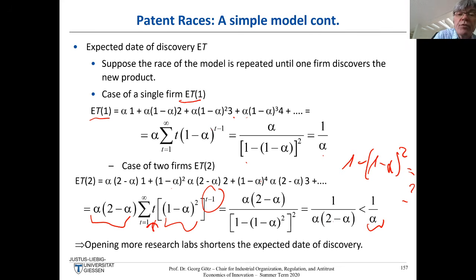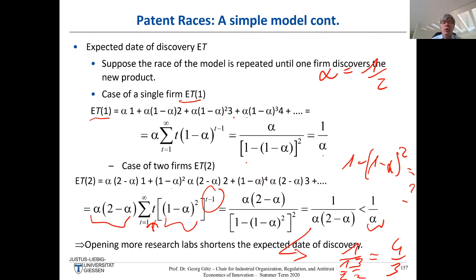So just to give you our example again, you saw with alpha 1/2, with one firm, the expected date of discovery was 2, and with two firms, it is 1 over 2 minus 1/2, which is 1 over 3/2, which is 2/3 times... so it would then be 4 over 3. So you only take 12 plus 4 months, you only take 16 months if you have two firms. Okay? So it speeds up the date of discovery.